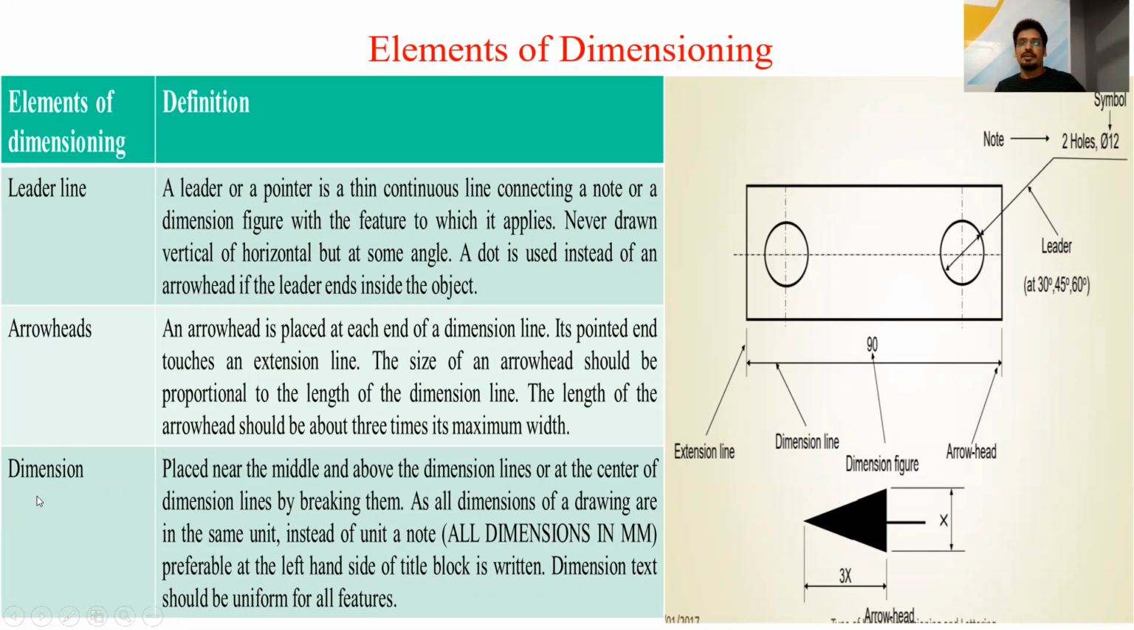Then dimension. Dimension is the most important part of any dimensioning system because it helps you to indicate that this is the length, this is the height, this is the angular dimension of any component. So it is placed near the middle and above the dimension line or at the center of the dimension line by breaking them or without breaking them. So this is the dimension line, these are the arrowheads, and we have to write the dimension figure over this dimension line. So these are the elements of dimensioning. I think this is clear to you.